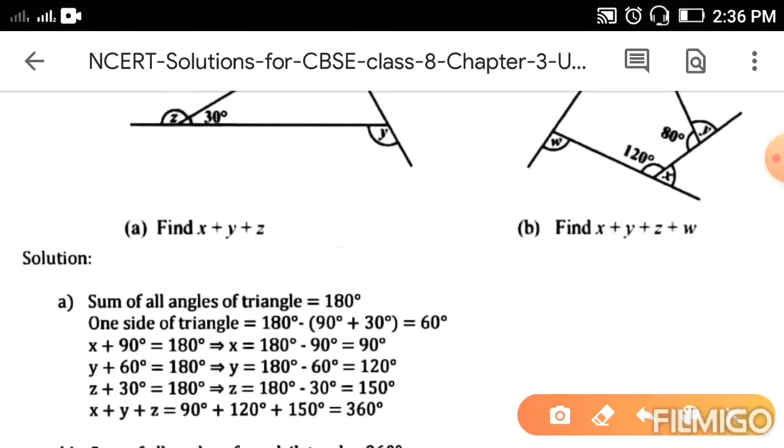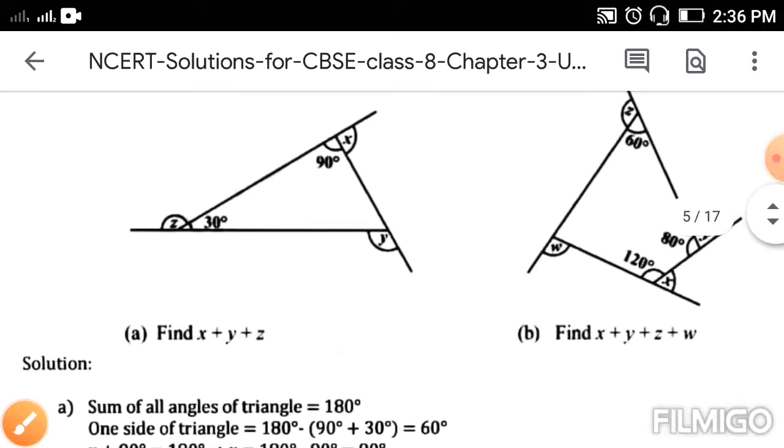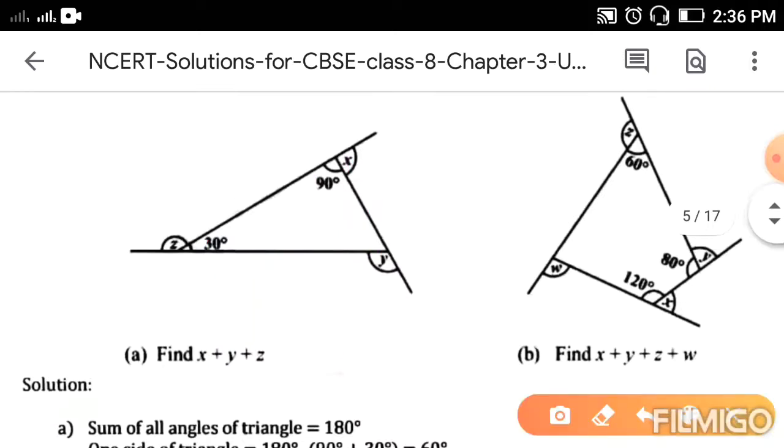Now you all know the linear pair. Okay, in a linear pair 2 angles are there, first and second, and the sum of both these angles is 180 degrees. That is the rule for the linear pair. Now you have all the angles, this 30, 90 and here 60. So you can follow the rule of linear pair.